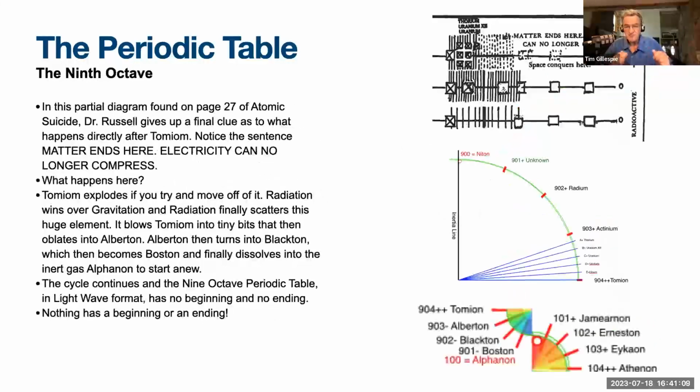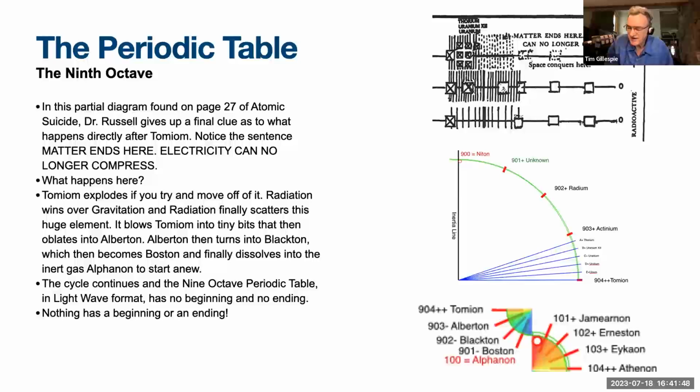Okay, so closing it up, let's talk about the ninth octave and what happens here. And I'd like to call your attention to a diagram that is found in Atomic Suicide, and you can see it as the top diagram here. We've achieved tomium at this point, and then Dr. Russell puts the sentence here in all caps. Matter ends here. Electricity can no longer compress. So here's the end of the periodic table at tomium. You can see it represented here as the last element in the periodic table.